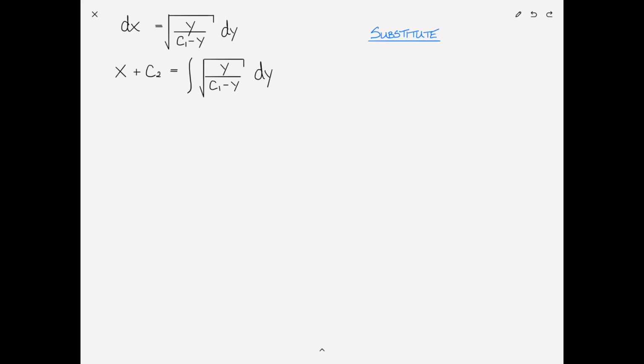And now, in order to integrate this bad boy, we need to make a useful substitution. We just substitute y is equal to c1 sine squared theta. In this case, theta is between 0 and pi/2. Taking the differential of both sides, we get dy is equal to 2c1 sine theta times the derivative of sine theta, which is cosine theta d theta. Let's give these some numbers, 12, 13, 14, and 15. And now what we'd like to do is substitute 14 and 15 into 13.